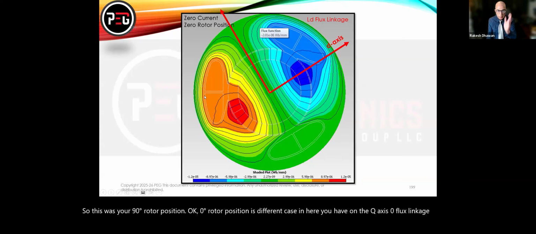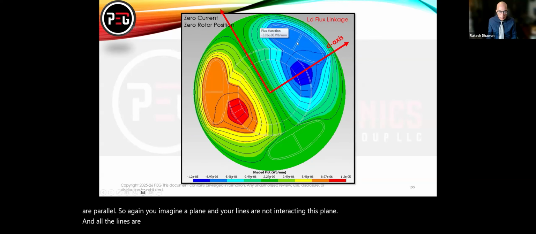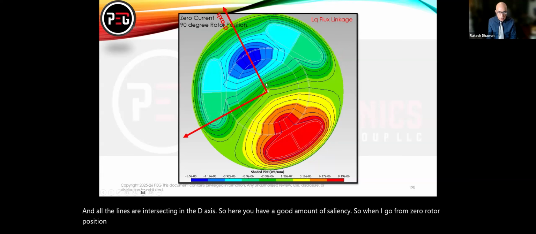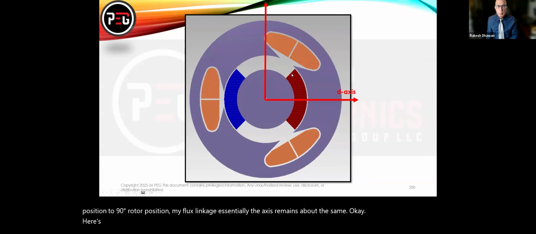Lines are parallel. So again, you imagine a plane and your lines are not intersecting this plane, and all the lines are intersecting in the d-axis. So here you have a good amount of saliency. So when I go from 0 rotor position to 90-degree rotor position, my flux linkage on the d-axis remains about the same. Okay? Here's another example where your magnet coverage is not 180 degrees, right?